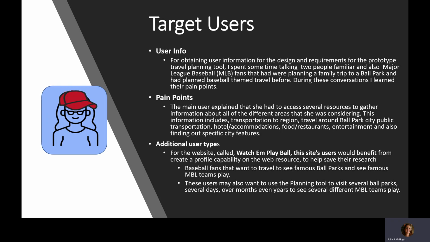The main user explained that she had to access so many different resources to gather information about the different areas that she was considering. This information includes transportation to the region, travel around that ballpark city, public transportation like I said earlier, hotel, food, restaurants, entertainment, and also finding out if there are any additional specific city features they might be interested in.